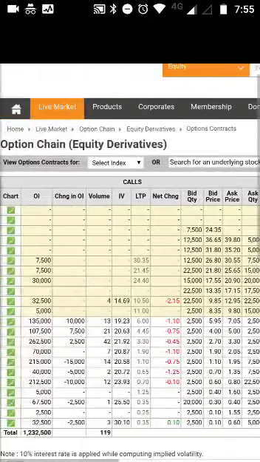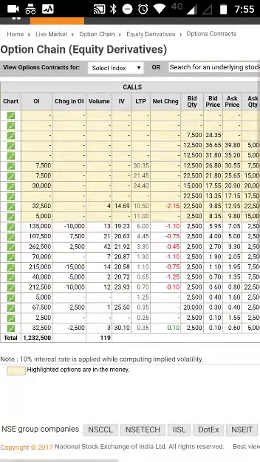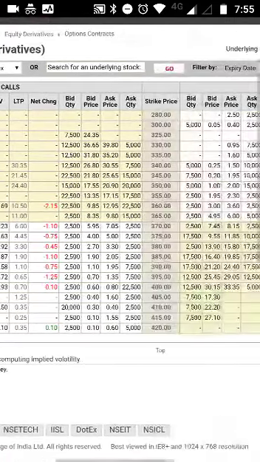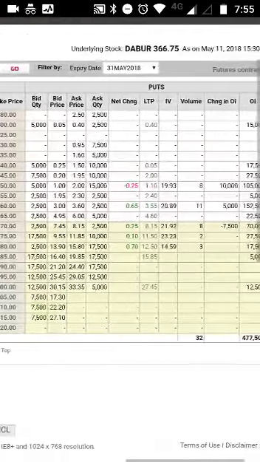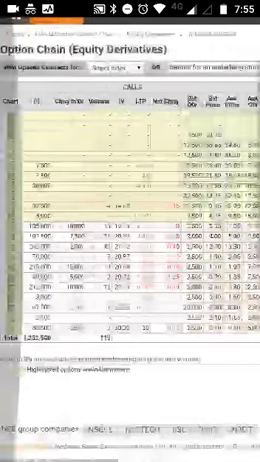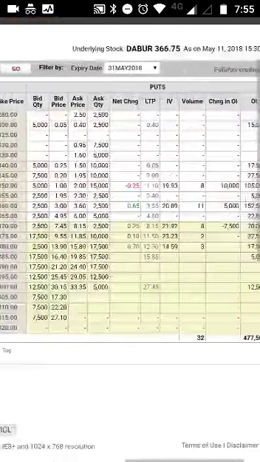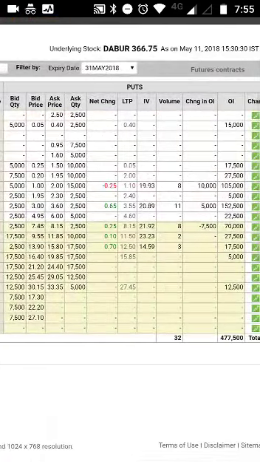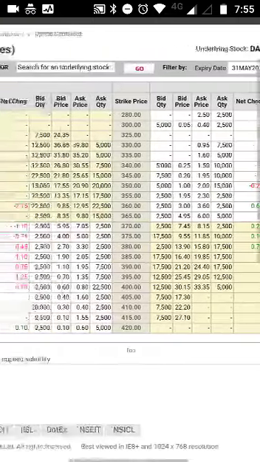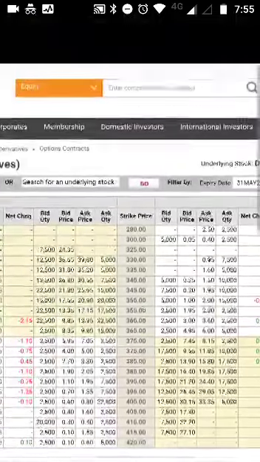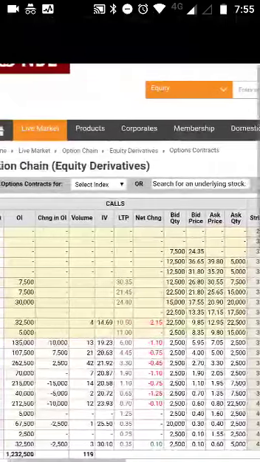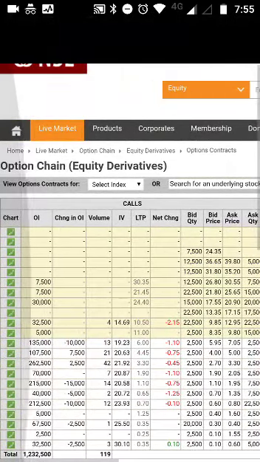So here I have taken the example of Dabur India, and this is a very good stock for investors. But once you come to the option chain here, please check the OI, change in OI, and especially the volume and IV. IV is the column for implied volatility, which shows how high or low the volatility is for a particular stock. Volumes, as you can see, are very low on this stock for options.